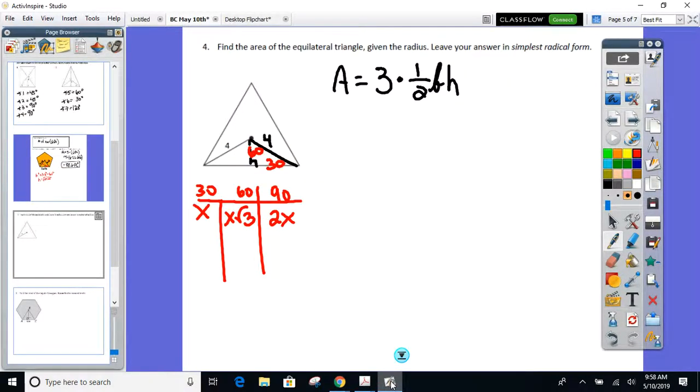Now, where is the 4 across from? What angle? The 90. The apothem is across from the 30. So how do I go backwards here? Divide by 2. What's the apothem or the height length? 2. Everyone good? Height's 2. Ooh, now I got to find the base.